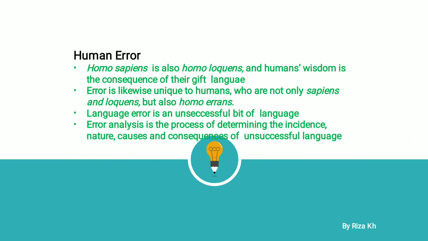First, we have human error. Homo sapiens is also Homo loquens, and human's wisdom is a consequence of their gift of language. Error is likewise unique to humans, who are not only sapiens and loquens, but also Homo errans. Language error is an unsuccessful bit of language. Error analysis is the process of determining the incidence, nature, causes, and consequences of unsuccessful language.